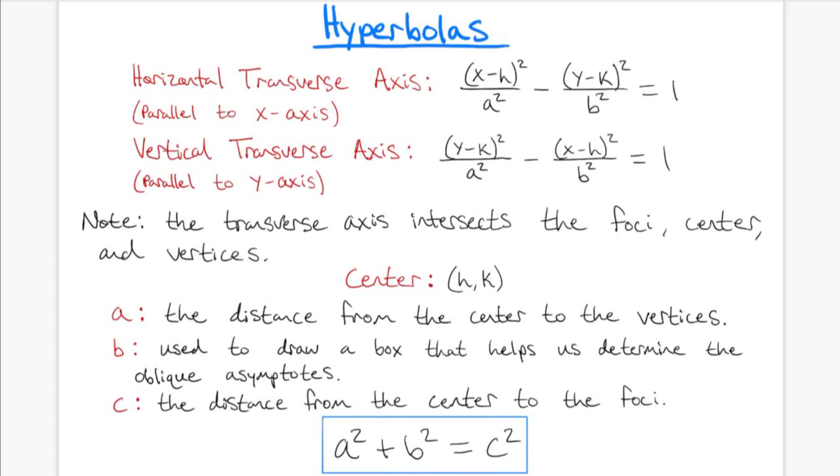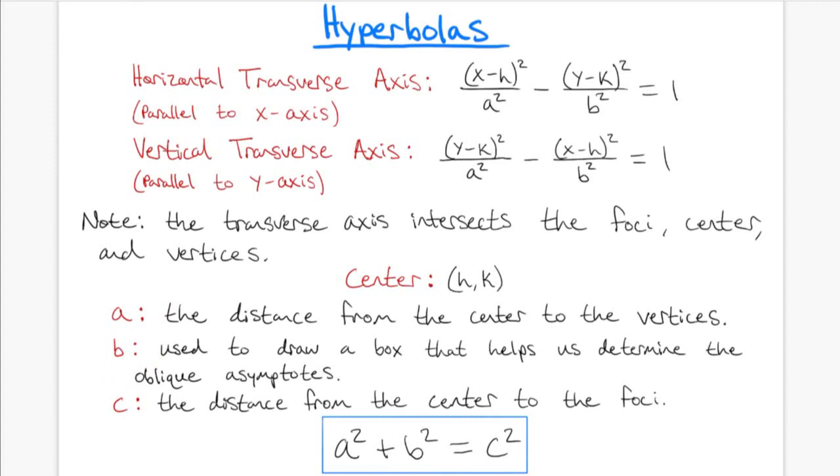We also have a center at (h, k). And remember, the h follows the x and the k follows the y, right? So we can find our center, again, by just basically looking at the equation in this form. And now let's talk about what a, b, and c represent. a is the distance from the center to the vertices. b is used to draw a box that helps us determine the oblique asymptotes. This may not make sense. I will explain it through example. I think that's the best way to see this, is just by seeing how I do it in an example.